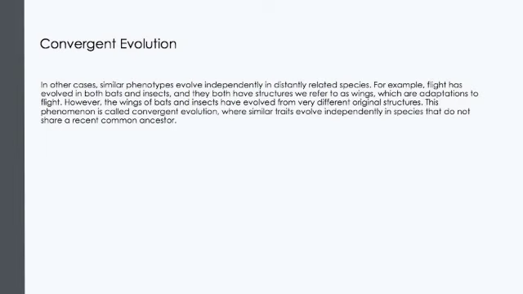In other cases, similar phenotypes evolve independently in distantly related species. For example, flight has evolved in both bats and insects, and they both have structures we refer to as wings. Wings are adaptations to flight. However, the wings of bats and insects have evolved from very different original structures. This phenomenon is called convergent evolution, where similar traits evolve independently in species that do not share a recent common ancestor.